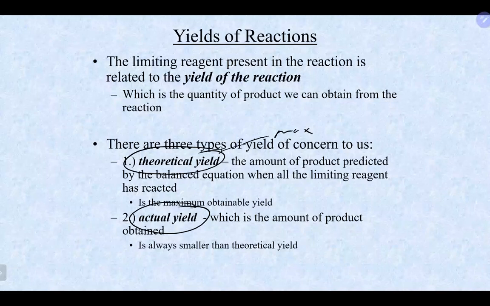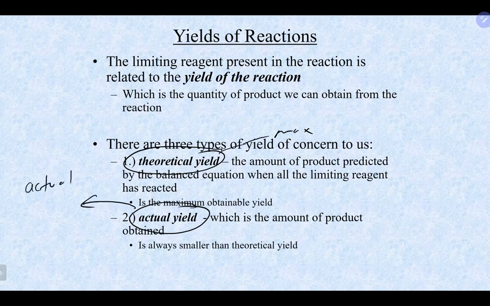So there's a lot of places where things may not go well, and when you actually do the experiment, that is what is known as your actual yield. When you actually do the experiment, it's what you actually got.